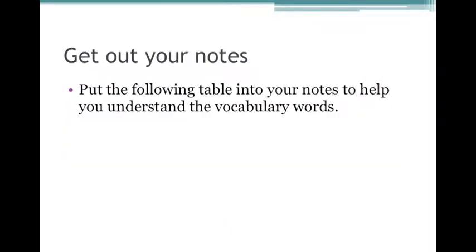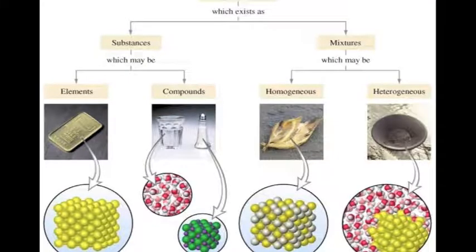Next, I want you to look at this concept map to see how everything is related. Draw this on your notes. That says matter at the top. It's broken down into substances and mixtures, elements and compounds, homogeneous and heterogeneous. Look at the molecules and how they're rearranged. This is what makes them different. Please record this down.